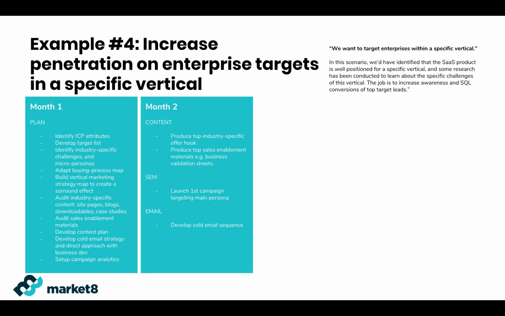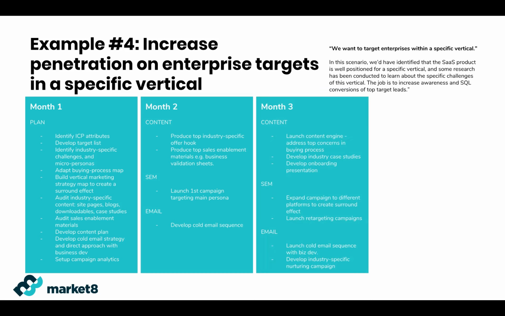We can start producing the top industry-specific offer hook, something that interests the buyer there. Produce top sales enablement materials, because this is going to be necessary once the lead gets into the sales process. We start preparing for that. Launch the first campaign targeting the main persona, and develop a cold email sequence.